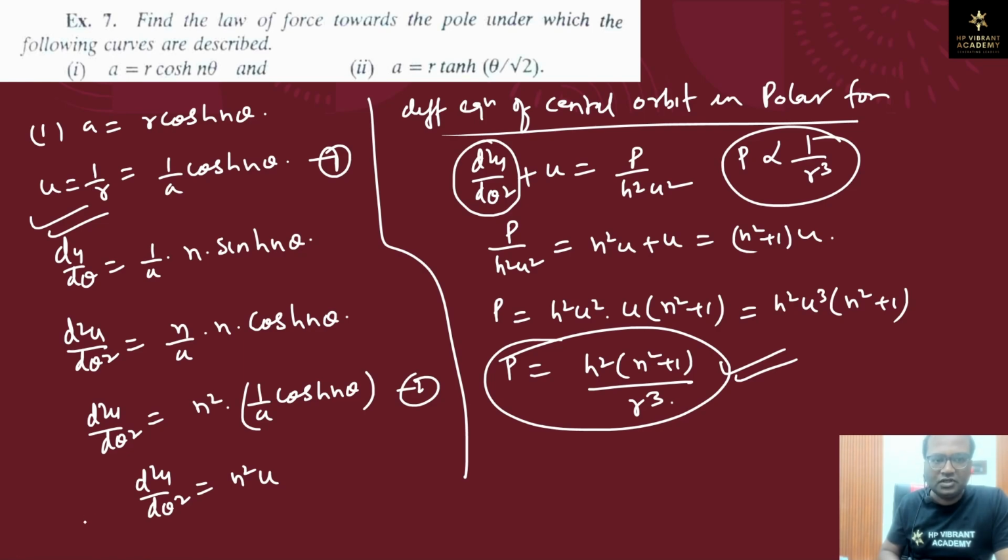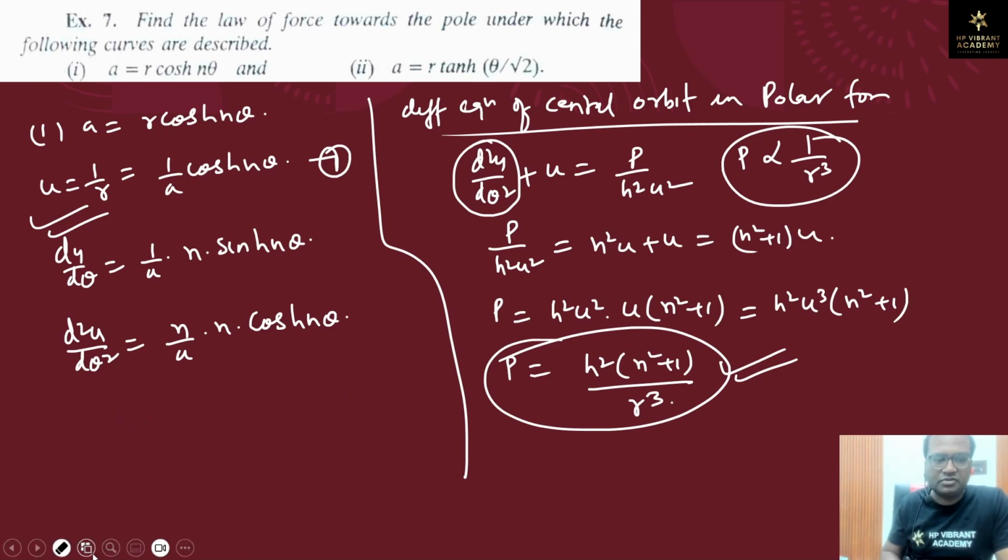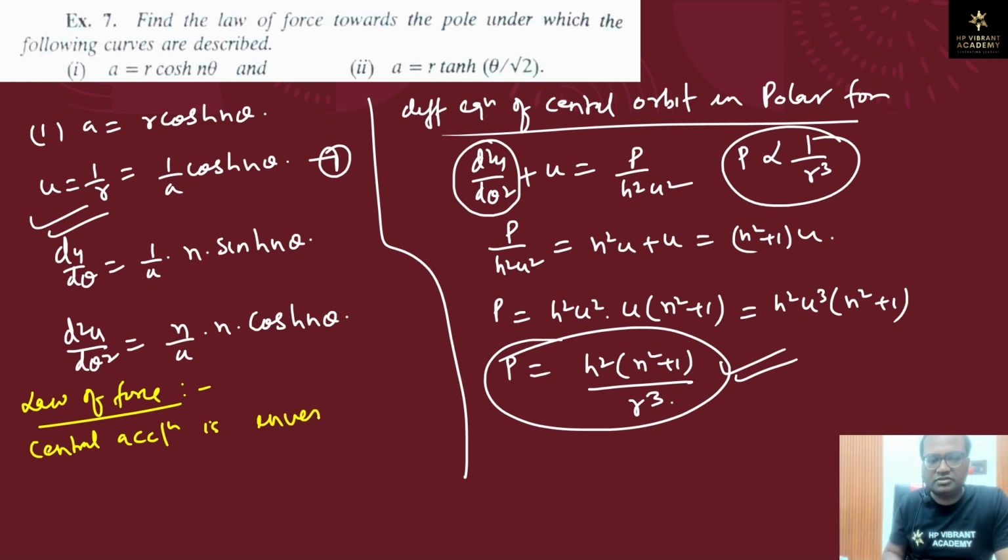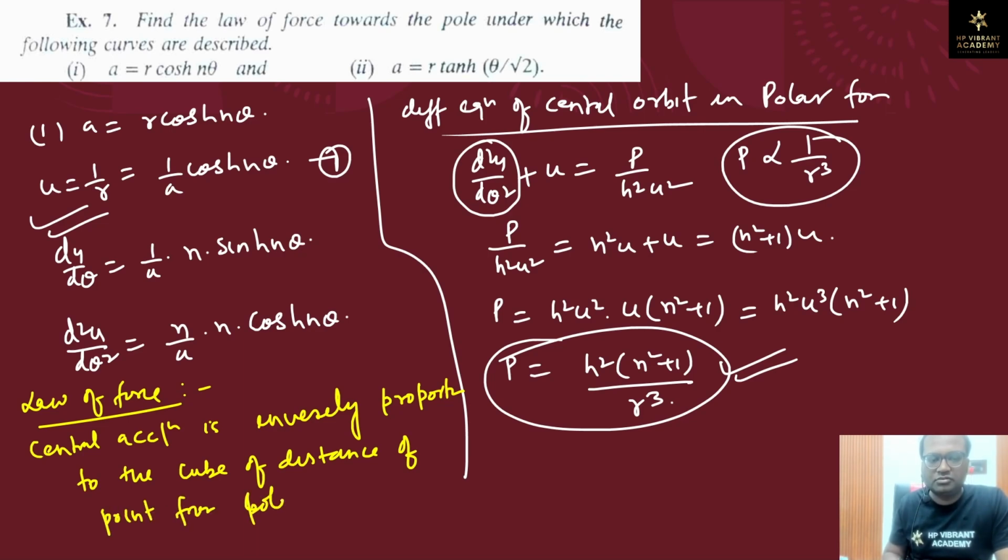Okay, so we have the law of force. The central acceleration is inversely proportional to the cube of the distance of the point from the pole. Okay, because we have the central acceleration is inversely proportional to r cube. This is our law of force.